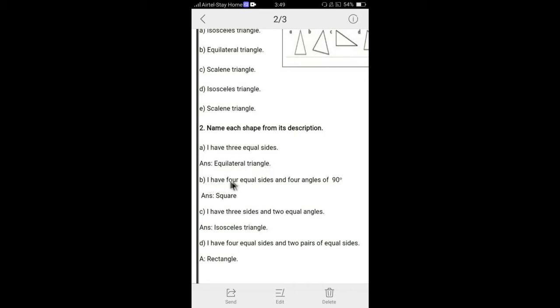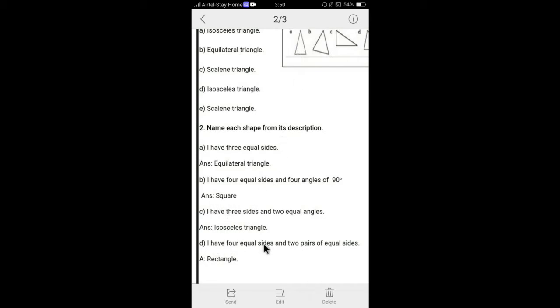B number: I have four equal sides, four angles of 90. Four equal sides, well, you know that it's a square, and also four angles are 90 degrees, all right angles, at each corner, four corners. So you know this is a square. C: I have three sides and two equal angles. Isosceles triangle, we will learn that when two sides are equal, two angles are also equal. So isosceles triangle is the answer for C.